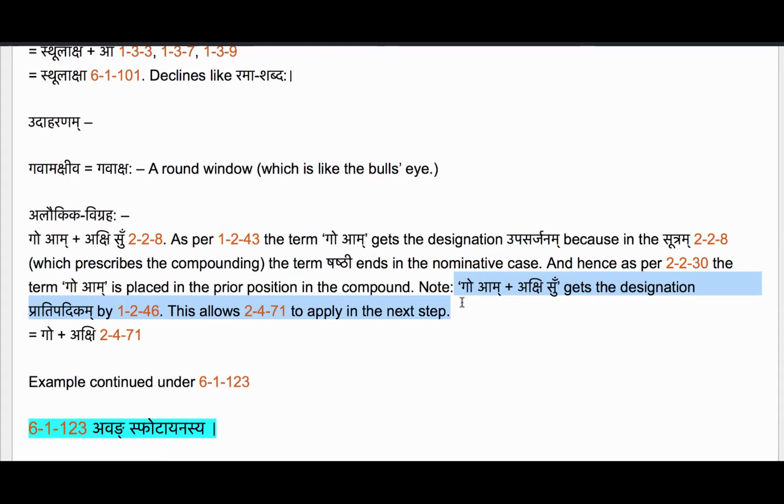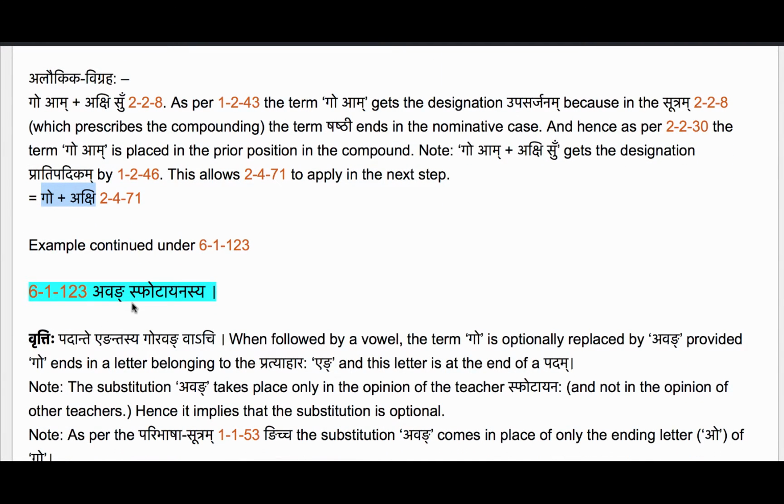Now gav am plus akshi su gets the designation Pratipadikam by 1.2.46 Krityadita Samasascha because we have formed a Samasaha. This allows us to apply 2.4.71 Supo Dhatu Pratipadikayoho, which performs the luk elision on the sup affixes am and su which are inside the compound Pratipadikam, so we get go plus akshi. At this point we need a sandhi rule to finish up this compound. The rule is 6.1.123 Avang Sphotayanasya. That will be our next sutram. This rule of course doesn't apply only to compounds, but we need it now to finish this example, so that's why we are taking it at this point.